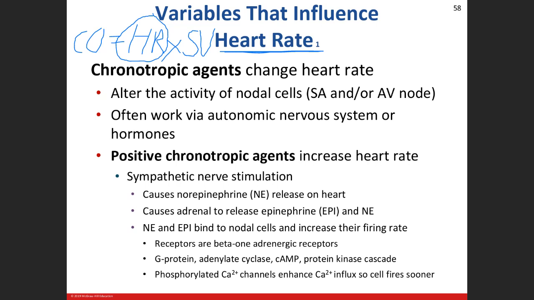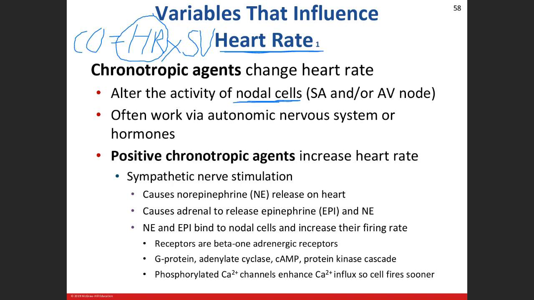So now we're going to talk about what causes that. When we talk about chronotropic, we're going to be dealing with our heart rate here. We're going to affect these cells right here, the nodal cells. Where are they located? In the sinoatrial node, and they're also located in the atrioventricular node, the AV node. SA node and the AV node. So we're either going to affect just the cells in the SA node, or we're going to affect both the cells in the SA node and the AV node.